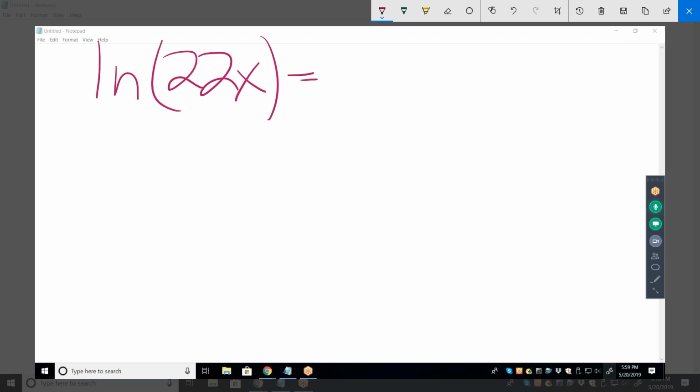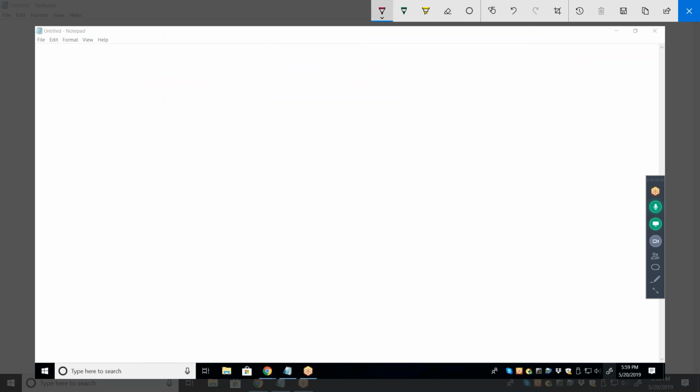Natural log of 22x. Expand that. That's it, right? Yeah. Okay. What's going on in the argument right now? Multiplication. Okay. So it's going to expand into 2 what? 2 logs that are being added. Right. So would it be natural log 22 plus natural log x? That's it. Okay, that's not bad. No, pretty easy once you get the hang of it.